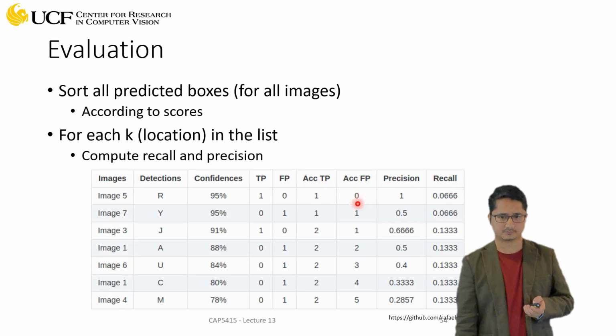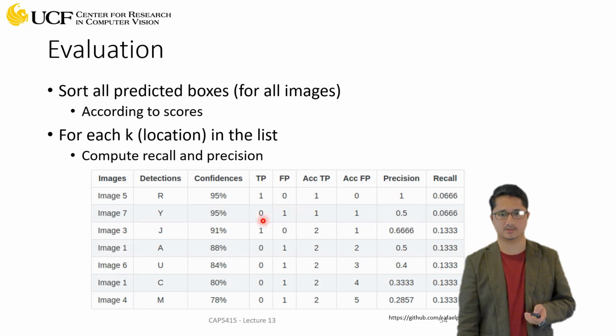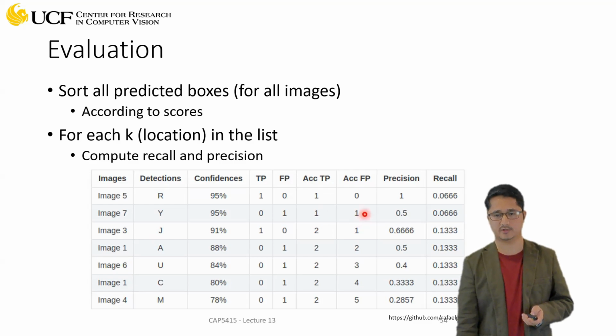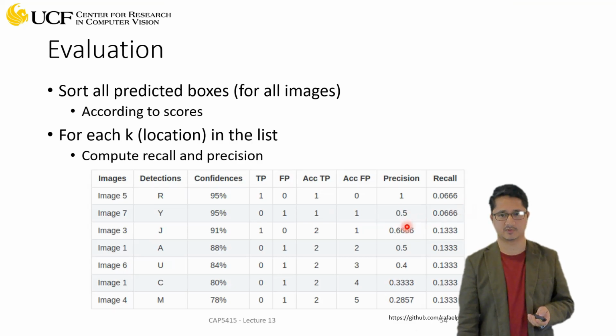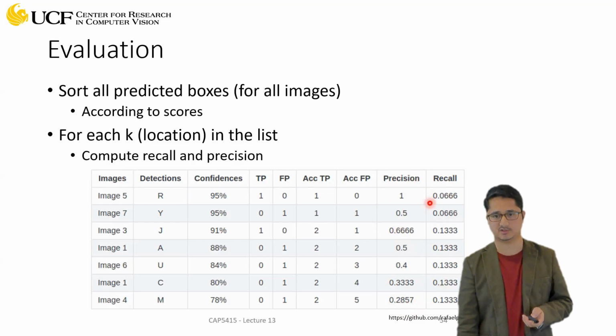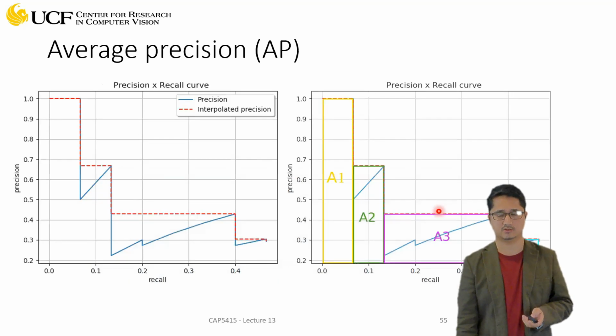Once you have that, you do this for all the possible locations as you move down. Here you can see that the second one was a false positive. So your true positive remains the same, and false positive becomes 1. Your precision will be half, and again, your recall will be this. So you keep computing precision and recall for these accumulated true positives and false positives. These are the numbers which we are going to use to compute the mean average precision score. Let's see how that's done.